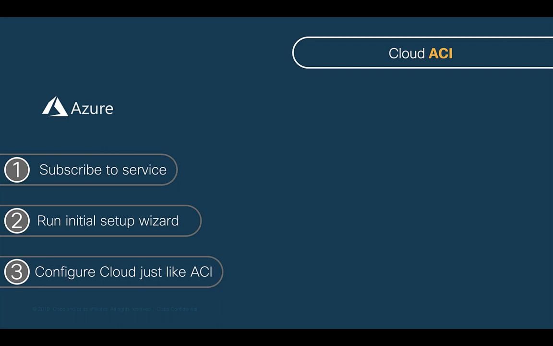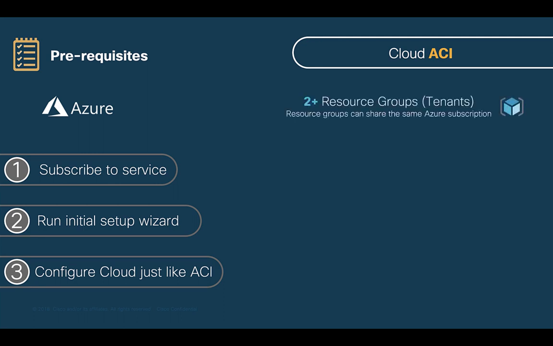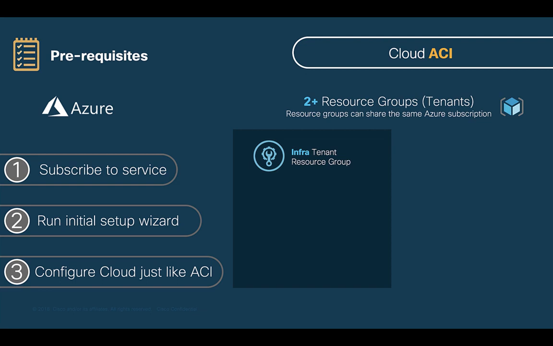But before we get started with the configuration, there are some prerequisites we need to follow. We will need at least 2 resource groups, which will belong to the same Azure subscription or belong to different subscriptions. In today's video, we will use a single subscription model. However, keep in mind that additional steps and permissions may be needed when using multiple subscriptions. The first resource group will be used as our infra tenant in Cloud APIC.